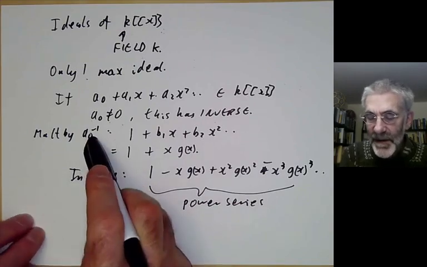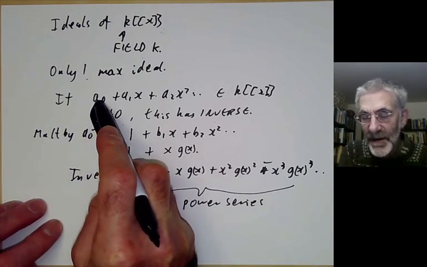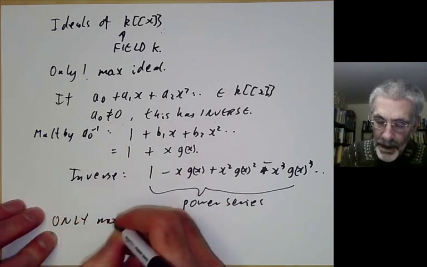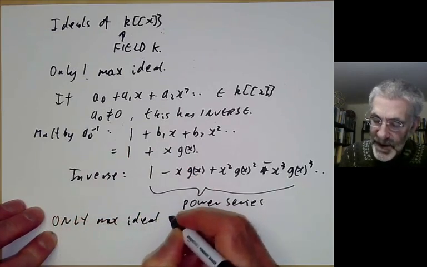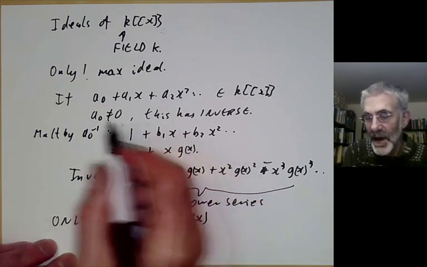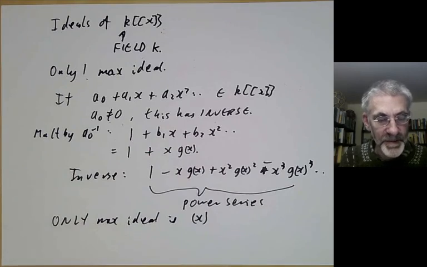And since everything with a non-zero constant term has an inverse, so can't be in a maximal ideal, we see the only maximal ideal is the ideal of multiples of x, just the power series with zero constant term.